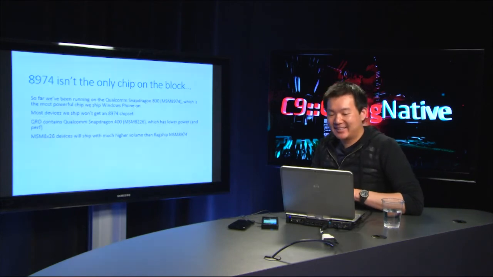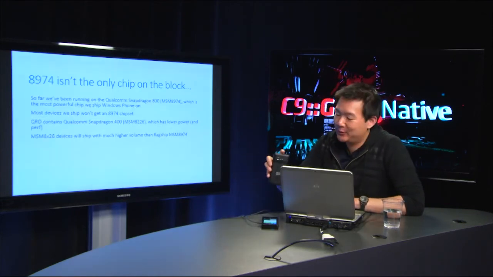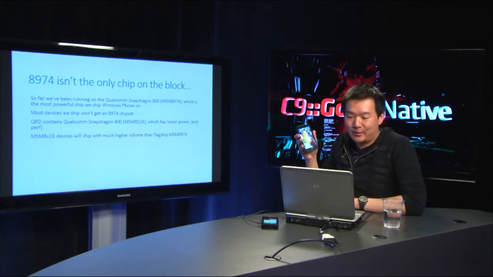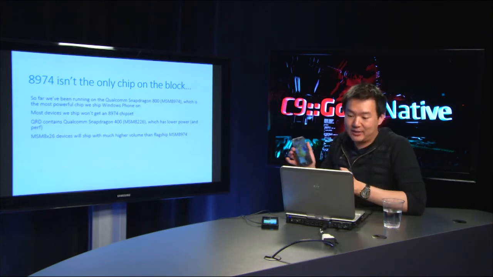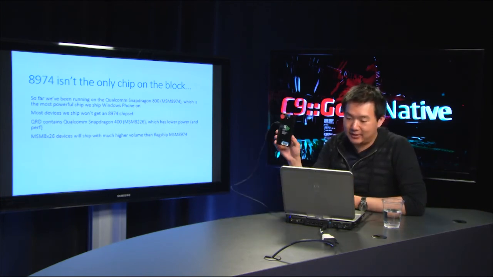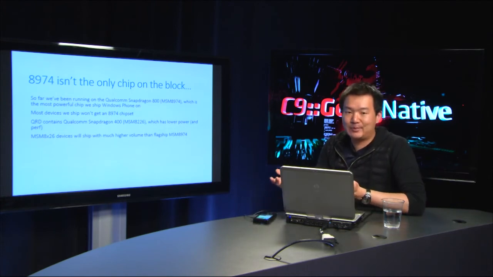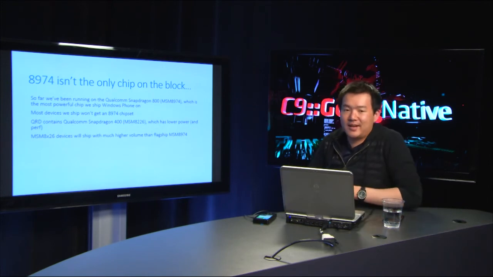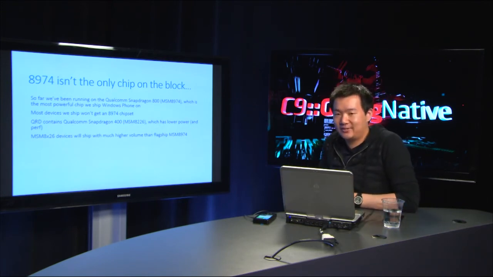Wrong. So this is a device which we call the QID. You might have seen Joe Belfiore with one on stage at Mobile World Congress this year. And this device is more similar to the types of devices that will actually be shipping in volume to customers around the world. So far, we've been running on a Qualcomm Snapdragon 800 system on a chip, and that's what's in this engineering device. It's the most powerful chipset that we currently ship Windows phones on. I think it's got a quad-core Krait CPU in it with a 450 megahertz Adreno graphics processor and all the rest of it. I think the Lumia 1520 has got an 8974 chipset in it.